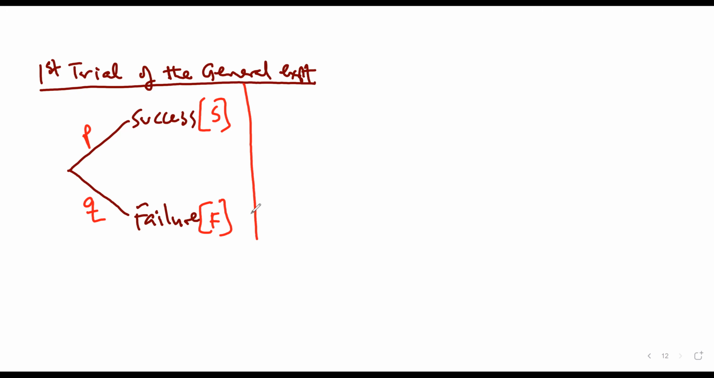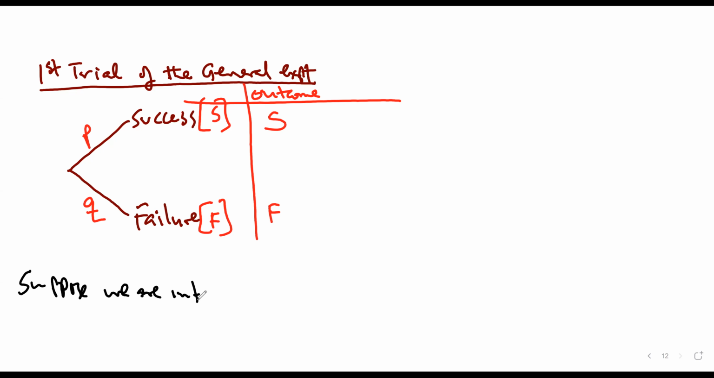Then I want to add some columns here. So here I can have the outcome, and the outcome is either success or failure. But now suppose we are interested in the number of successes. That would be our X.